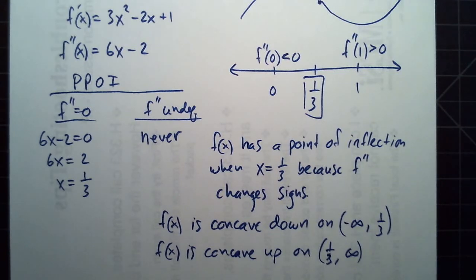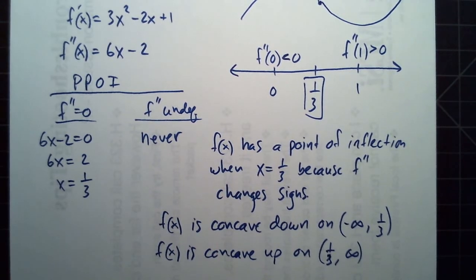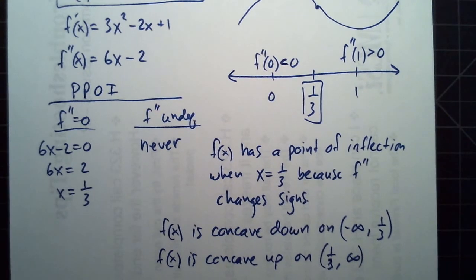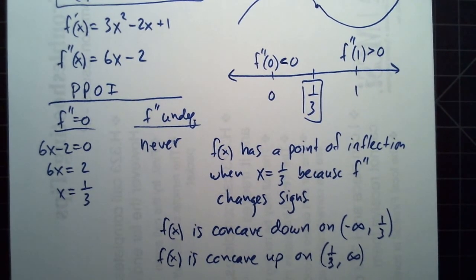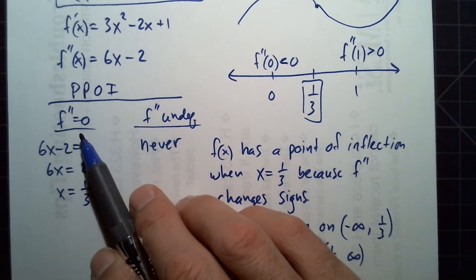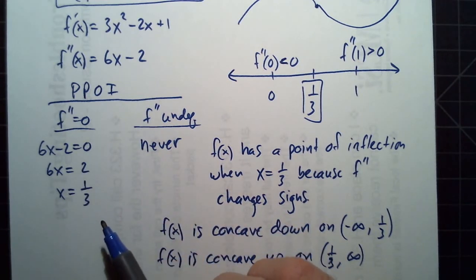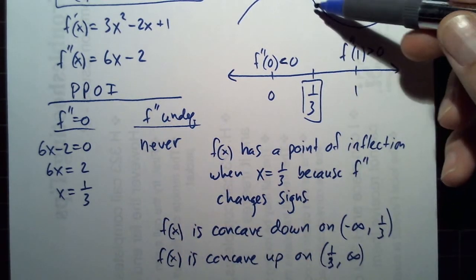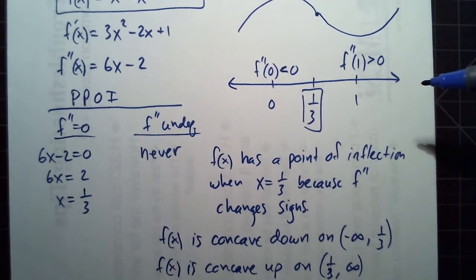Now let's talk about the second derivative test, and let's make sure that we understand that we have not used the second derivative test. Just because we've used the second derivative, it's not called the second derivative test. We've tested for a point of inflection, but it's still not called the second derivative test. Let's learn the second derivative test.